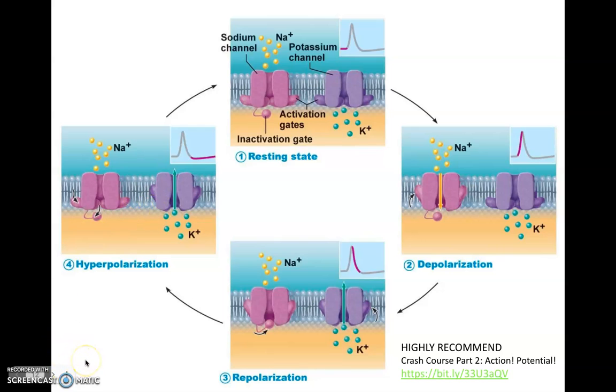You also might have noticed as I was going through the slides, it said CC down in the corner, and then it gave you a particular time to watch. If we were in class together, we would be watching these little segments of this video, Crash Course Part 2, Action Potential. If you follow this bit.ly link, you can watch the whole video. Crash Course talks a little bit fast, but I think he does a great job of explaining it. And just as a reminder, bit.lys are case sensitive, so you'll type 3 capital U, 3 lowercase a, capital Q, capital V.